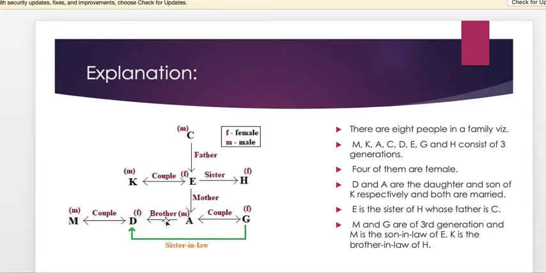K is the brother-in-law of H. So K is the husband of E, because E is the sister of H. They mentioned there are 4 females. At first we didn't know whether H is female or male, but now we know that H is female, because only 3 females are there without H.